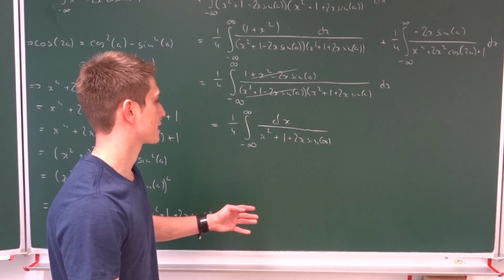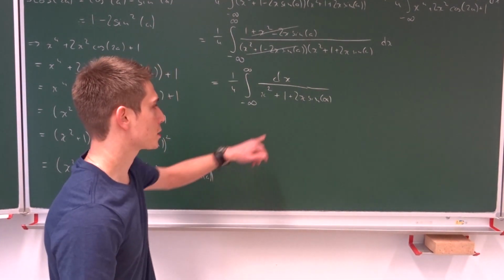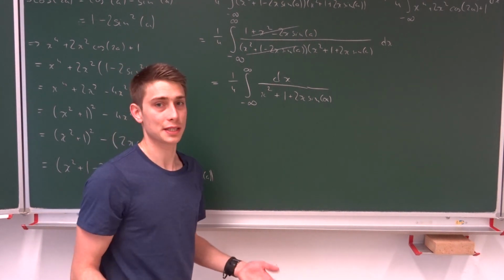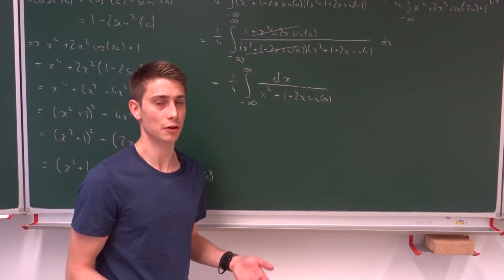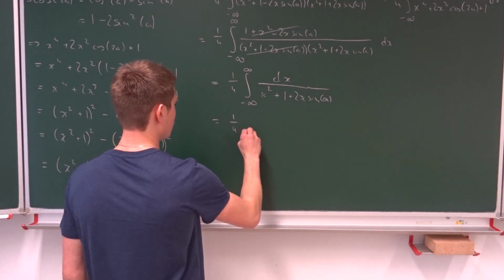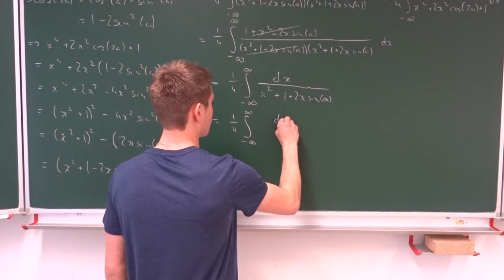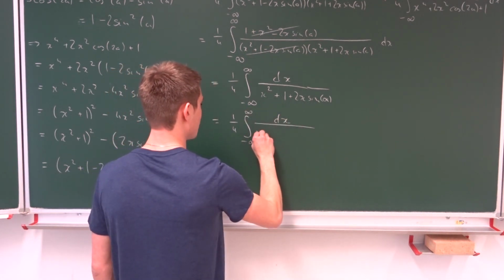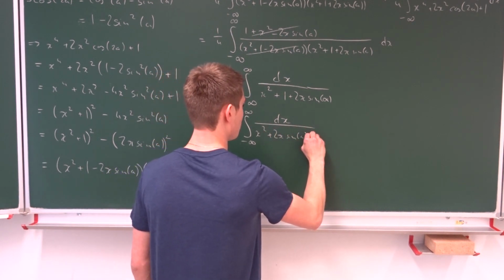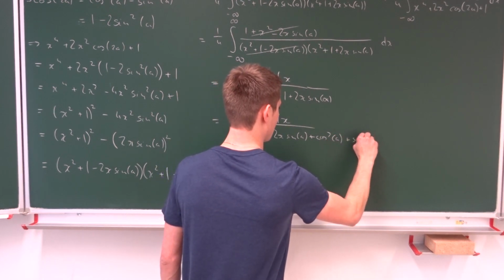And that's really nice, because it's way easier now. And the good thing is we have a 1 in here. And what does 1 equal? Yeah, 1 is nothing else than cosine squared of a plus sine squared of a. So let's plug this in. That's 1/4 times the integral from minus infinity to infinity of dx divided by x squared plus 2x sine of a plus cosine squared of a plus sine squared of a.